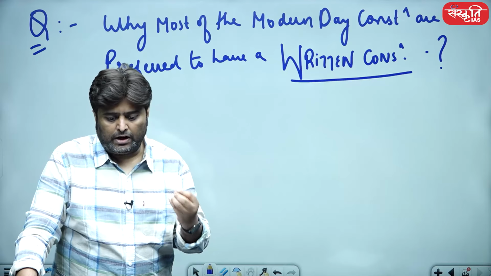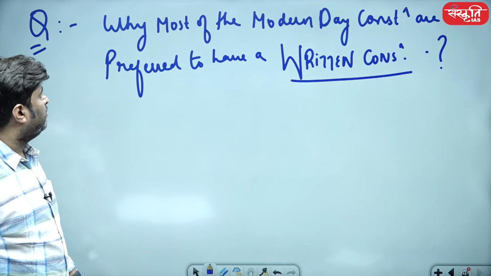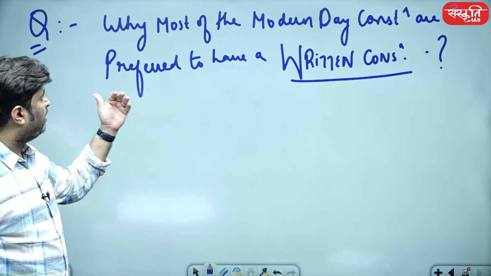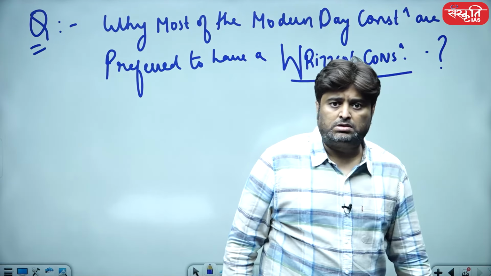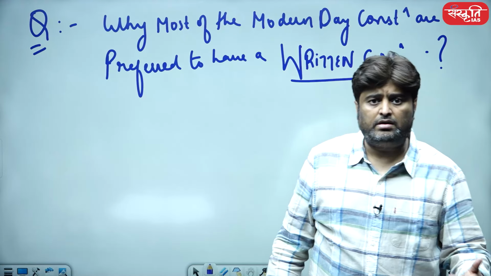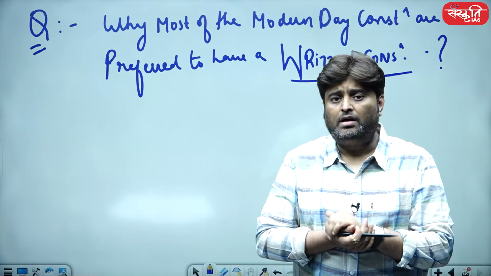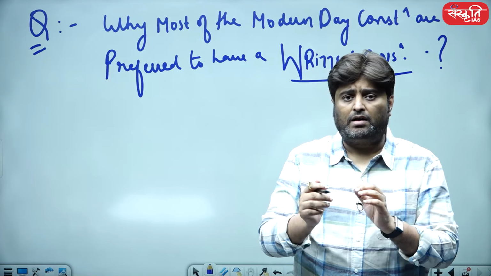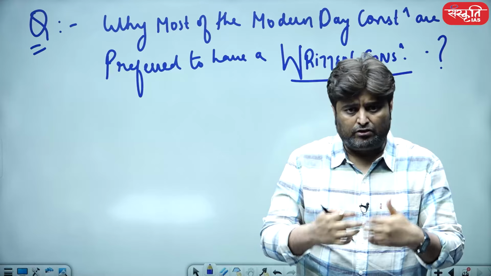So one very specific question that I want to ask: why do most modern-day constitutions prefer to have a written constitution? Why exactly do we need a written constitution? For example, the American constitution, the Canadian constitution, the Indian constitution, the Australian constitution are considered to be properly well-written constitutions. Why exactly? And why should it be a preferred choice?